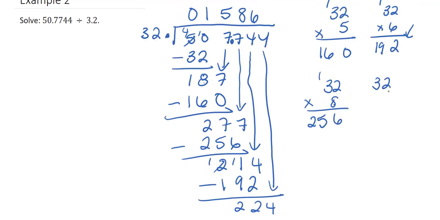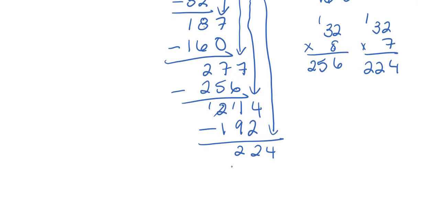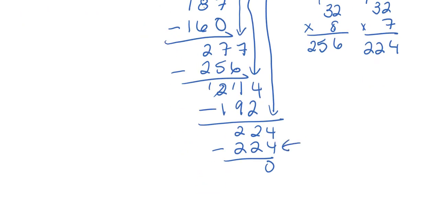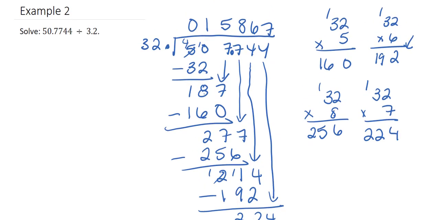Now let's go 32 times 7. 2 times 7 is 14, carry the 1. 3 times 7 is 21, plus 1 is 22. So we have 224. We subtract, we get 0. And this is supposed to be 7 here, so 32 times 7 is equal to this number right here, 224. That's how that comes in.